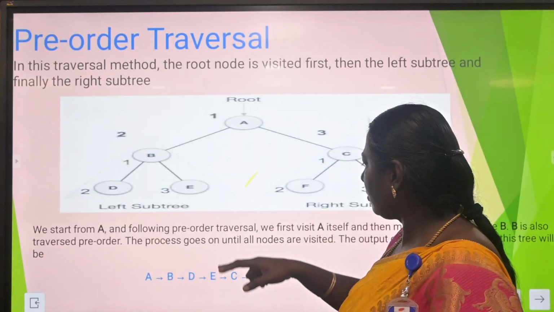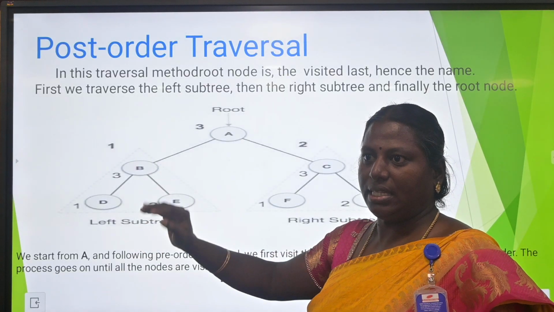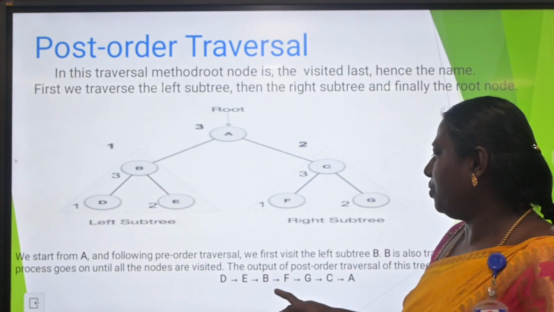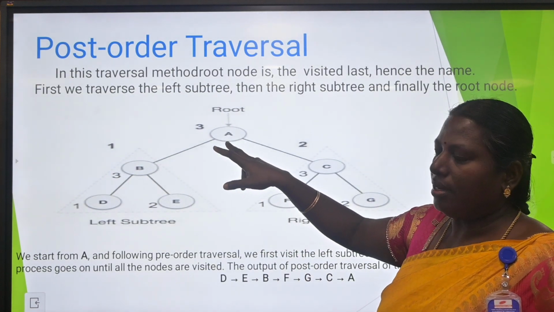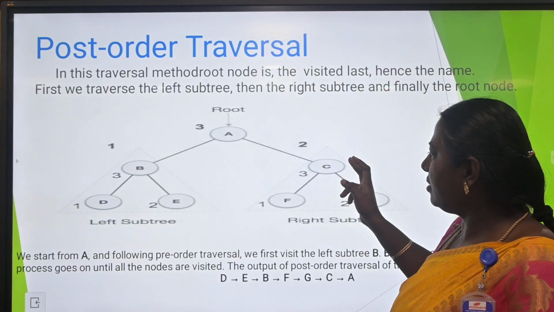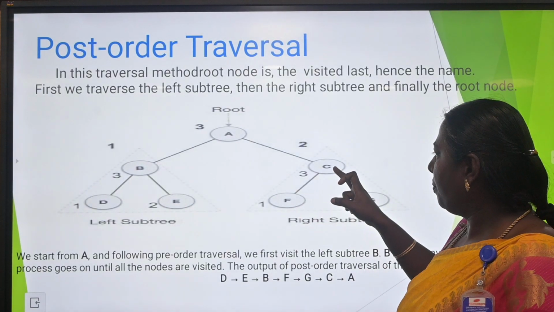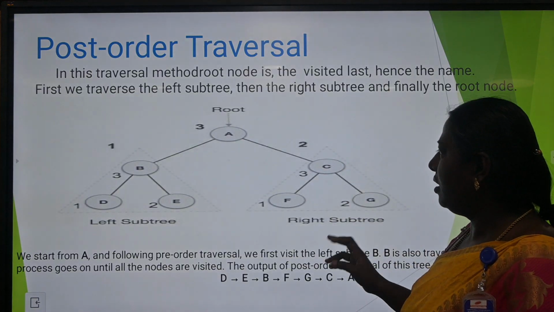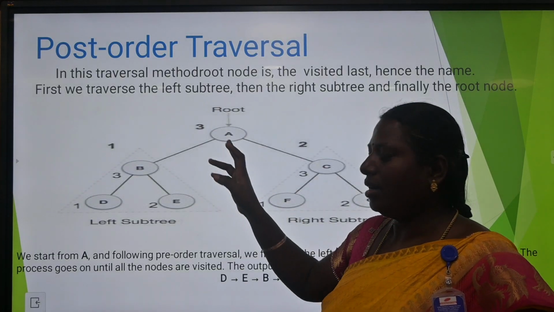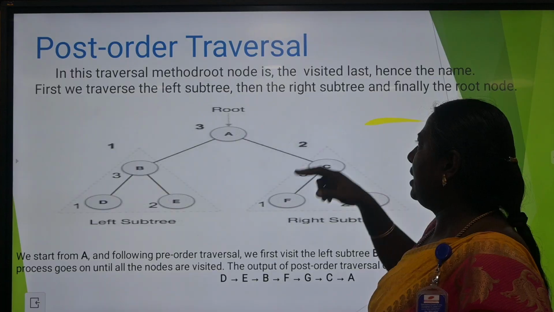Then last visit the current node or root node. The root node is B. So D, E, B. Next, the current node is A, and the left subtree is C with F. So F is the left subtree. Then the right subtree is G. Then the current node is C. The last one, the current node is A. In this order we display the post-order traversal.